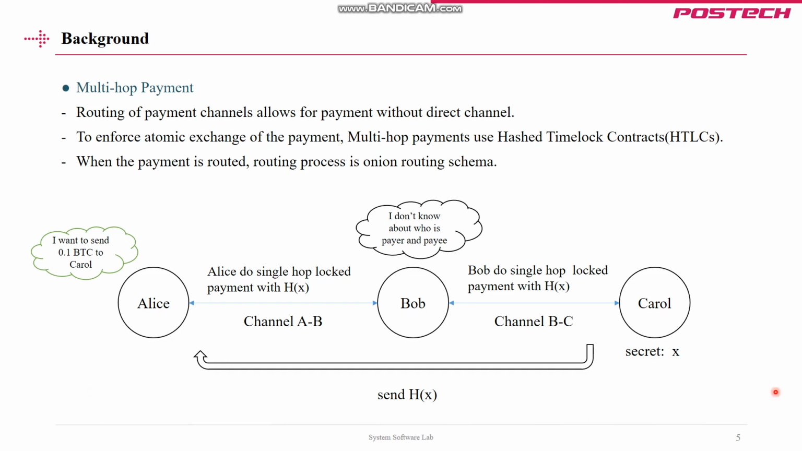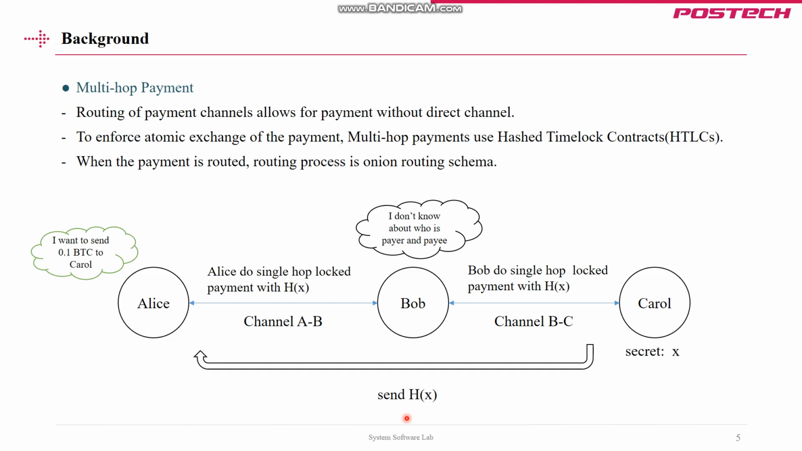So let's see this figure. In this figure, Alice and Bob have a direct channel, and Bob and Carol have a direct channel. Alice and Carol don't have a direct channel, but Alice can pay Carol. So if Alice wants to send this Bitcoin to Carol, the process is: Carol generates some secret X and sends the hash value of X, HX. Alice does a single hop payment with HX, and Bob also does a single hop payment with HX.